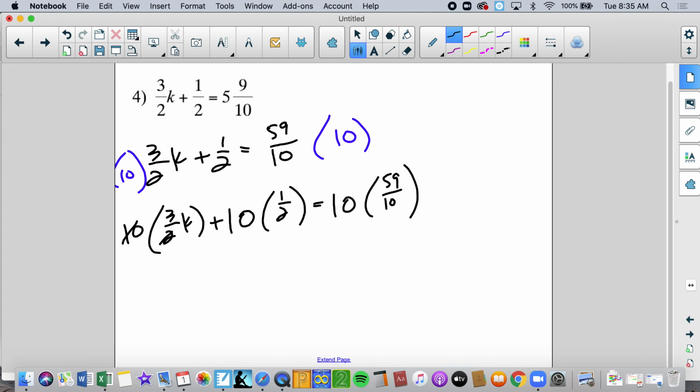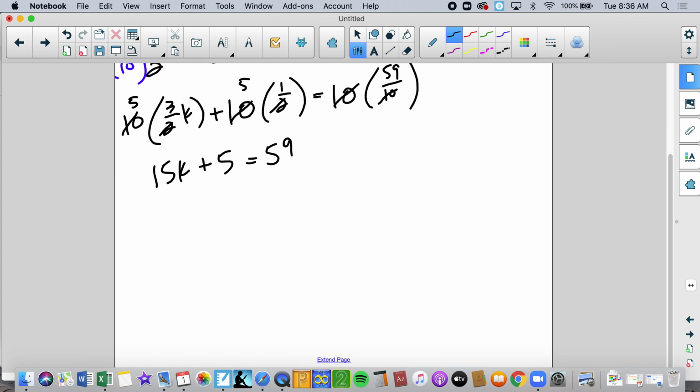The 2 cancels with the 10, 5. 5 times 3k is 15k. 2 cancels with the 10 to make 5. 5 times 1 is 5. The 10's cancel, and you're left with 59. Minus 5 minus 5. 15k equals 54. Divide by 15.